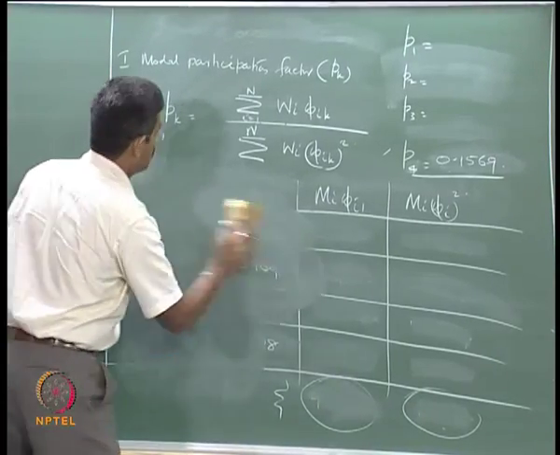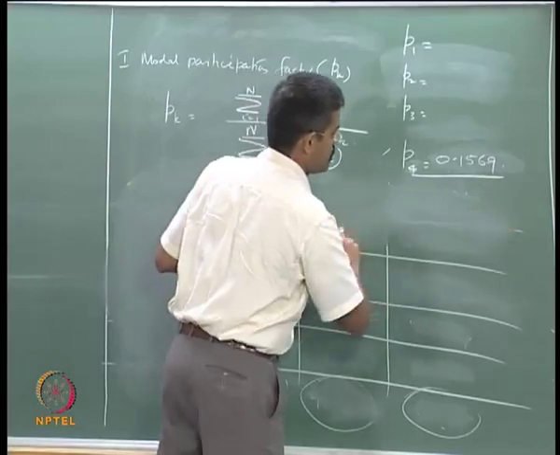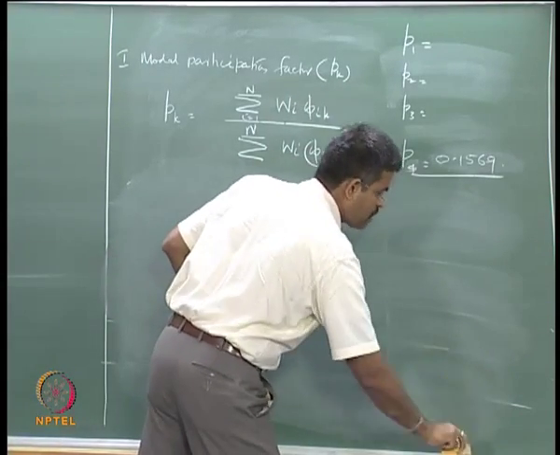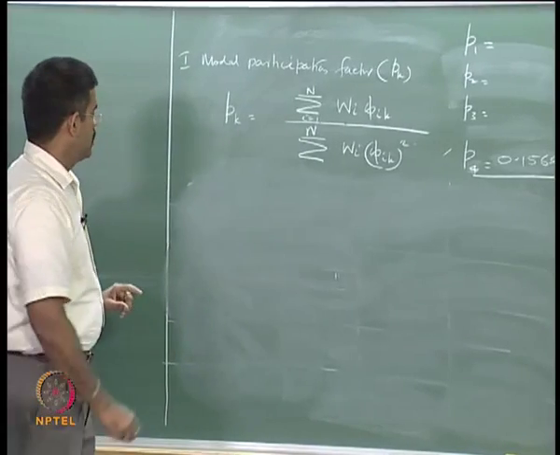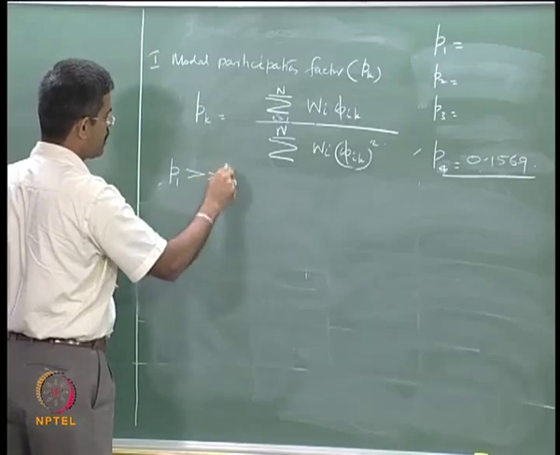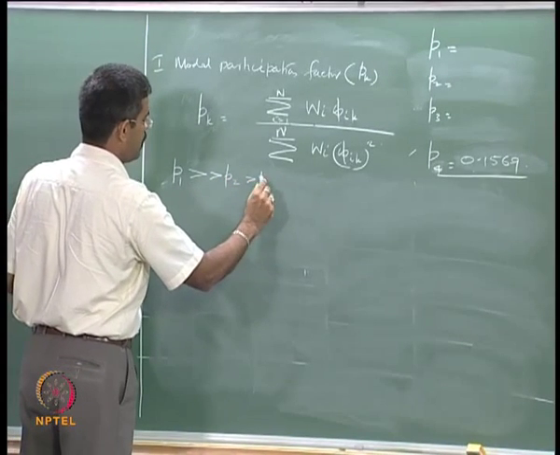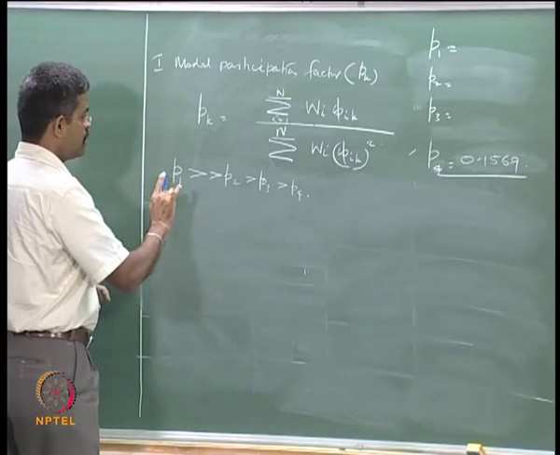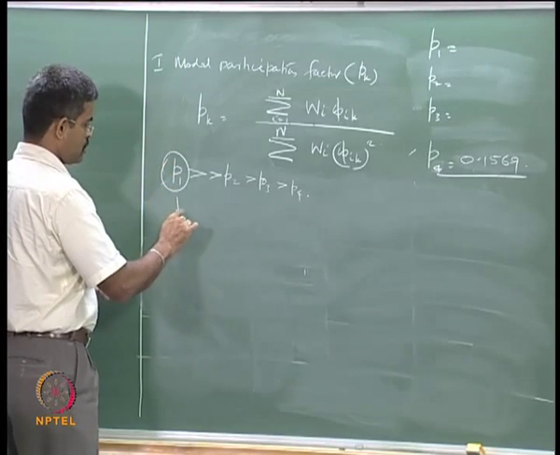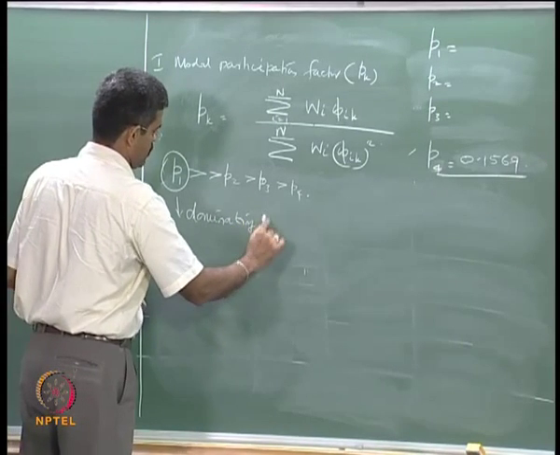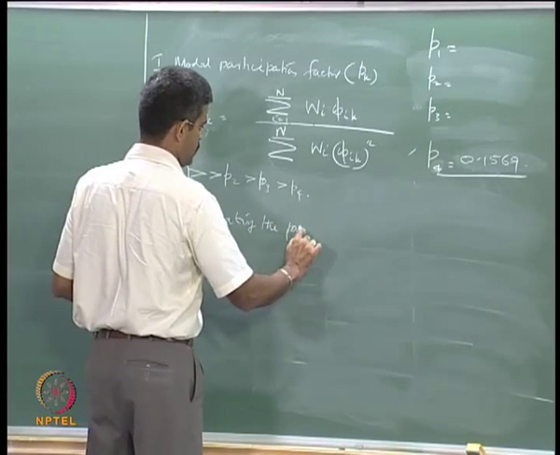Now looking at the modal participation factors P1, P2, P3, P4, I can write the following physical inferences from this. In this problem, P1 is much higher than P2, higher than P3, and more than P4. What it means is the first mode is dominating the participation.